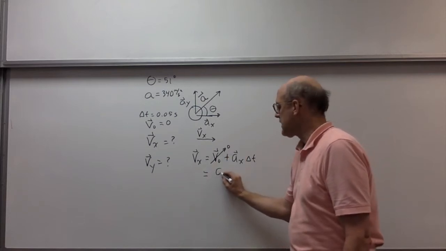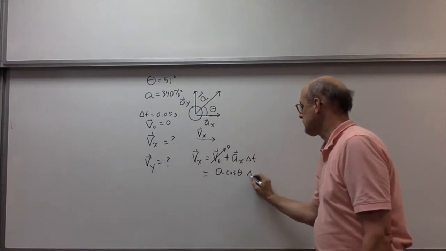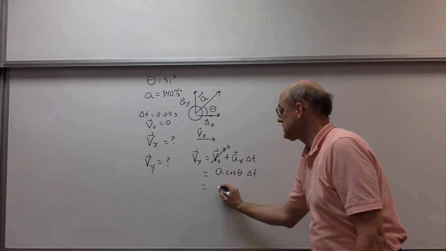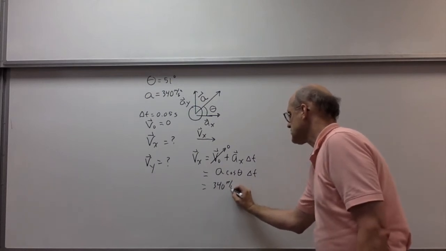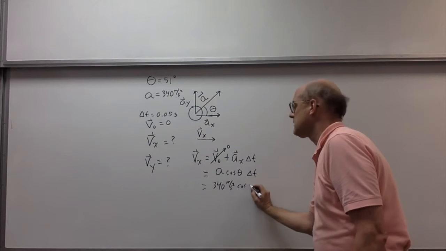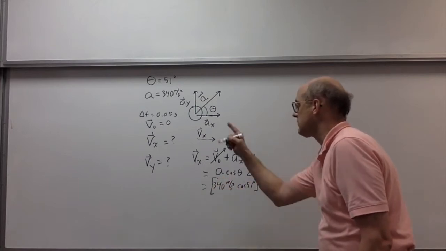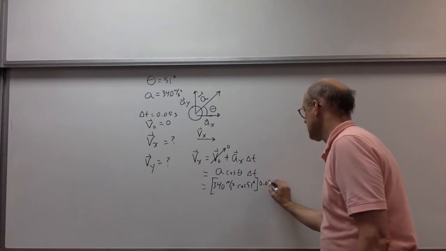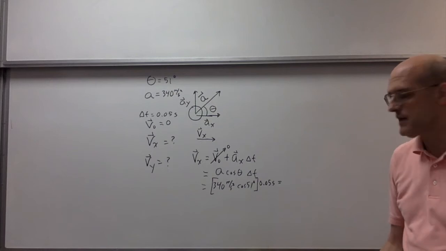Ax would be equal to A times the cosine of theta. So substituting, we get 340 meters per second squared times the cosine of 51 degrees, all multiplied by 0.05 seconds. So that would be the velocity in the x.